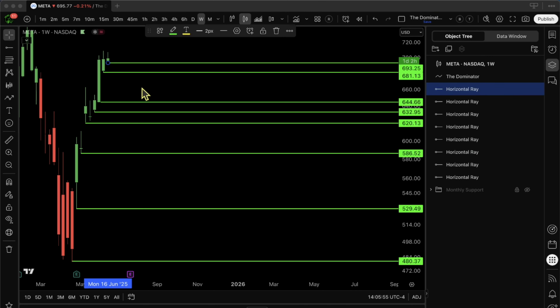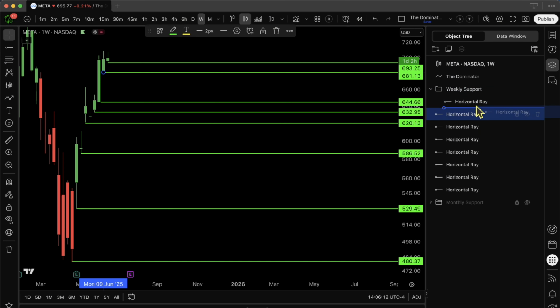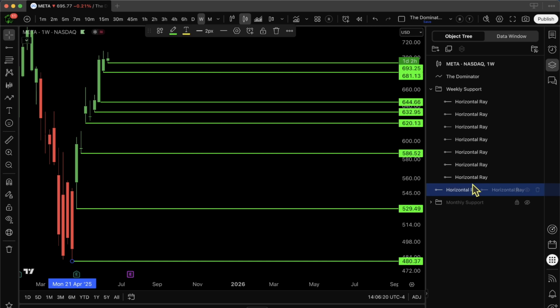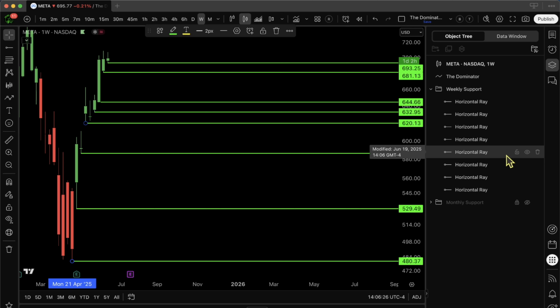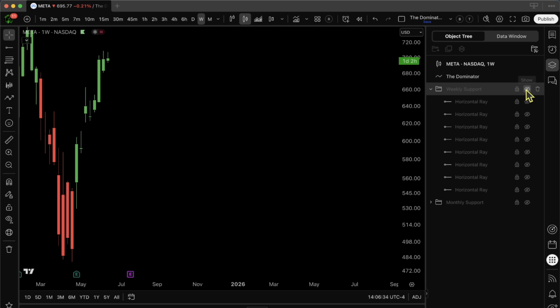Now, again, I've gone ahead and marked off all my weekly support, and I'm going to come over here and create a new group. Again, I'm going to rename it and call it my weekly support so that I understand what lines belong in here. Now I'm going to move every single line that I just drew into the folder. Of course, I'm going to lock all of them. You can lock them up one by one, or you can just come over to the folder and lock it up there. And then again, you can turn it off or turn it on.